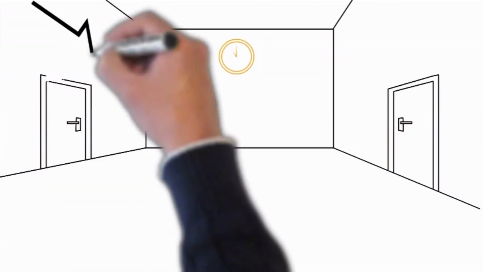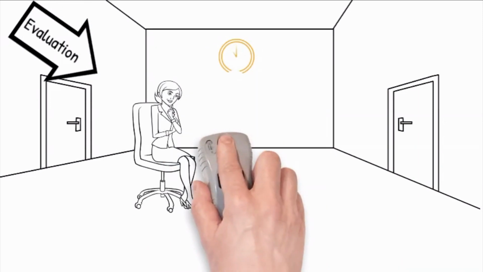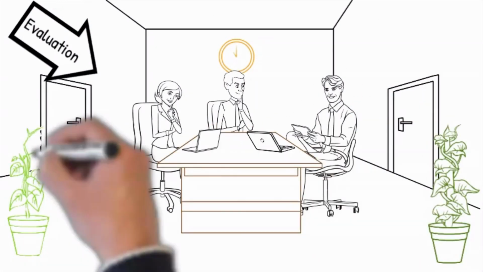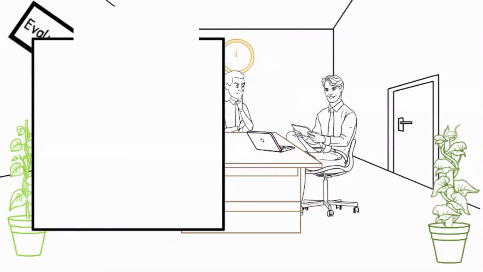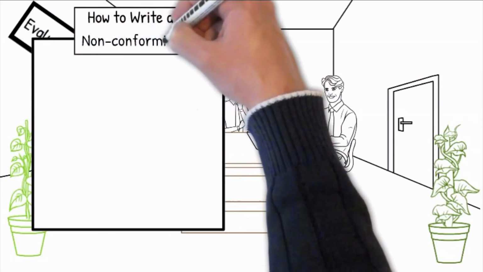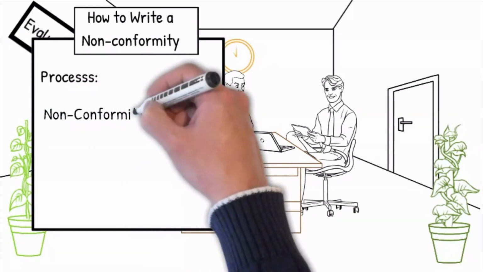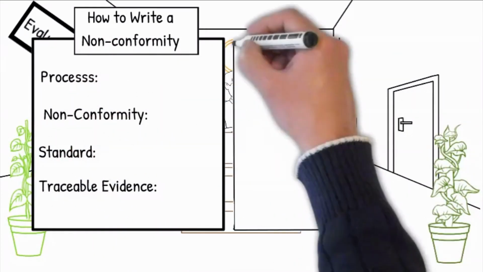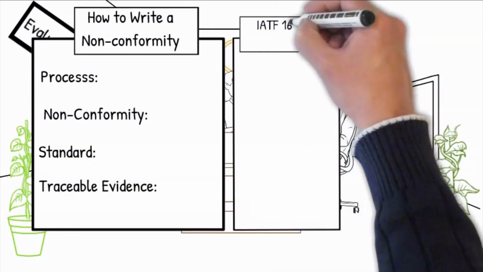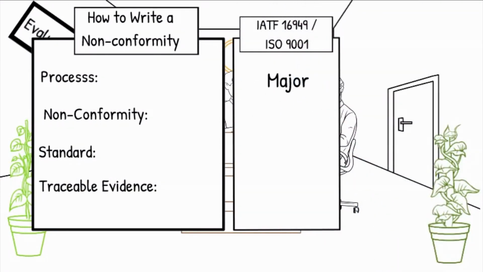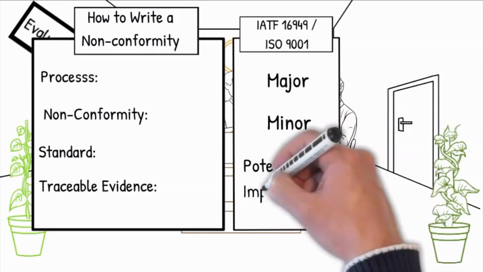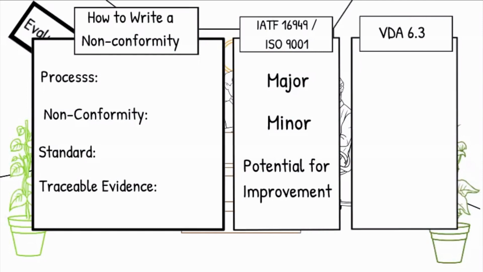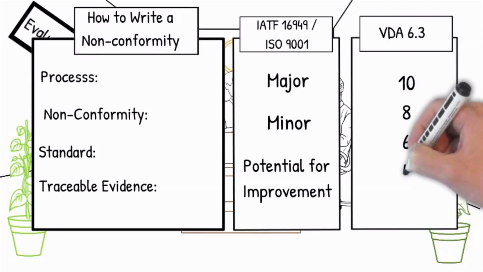Based on the findings, the audit team evaluates whether or not the relevant requirements are achieved and what the risks are. The deviations must be accurately documented and should include the affected process and a clear description of the nonconformity, which standard was not followed, and traceable evidence. For a system audit, you will determine if the deviation was either a major, a minor, or a potential for improvement. And according to VDA 6.3, you will assign a quantitative result.